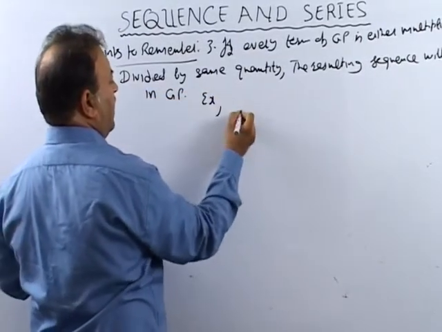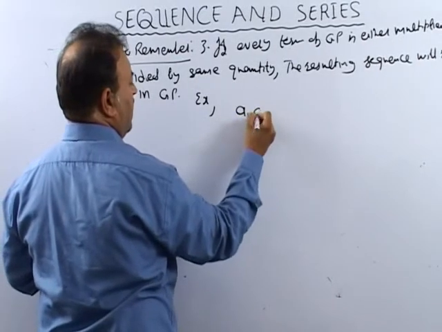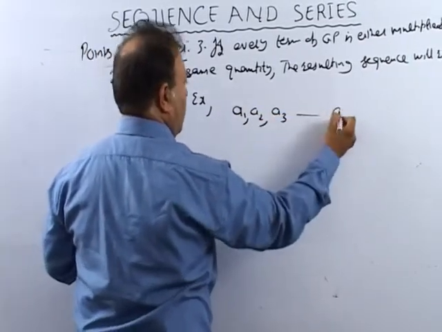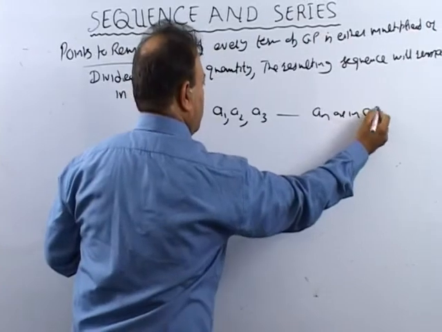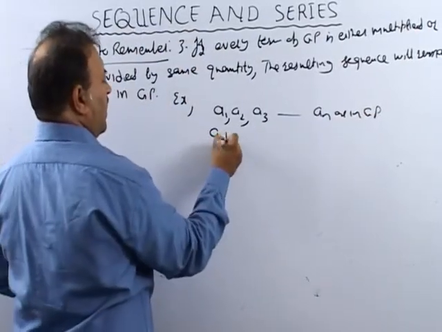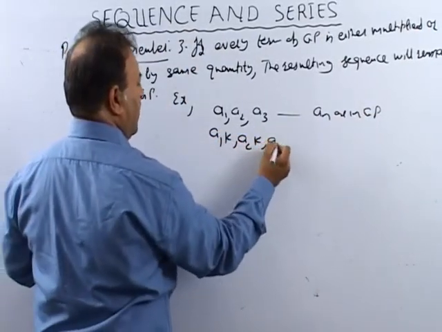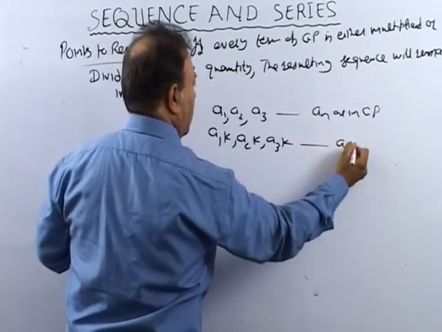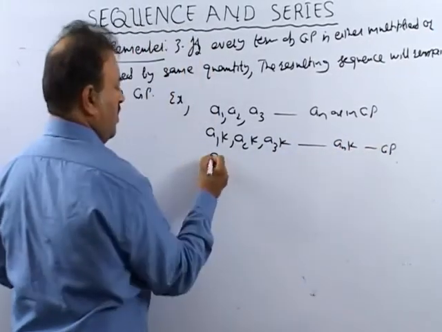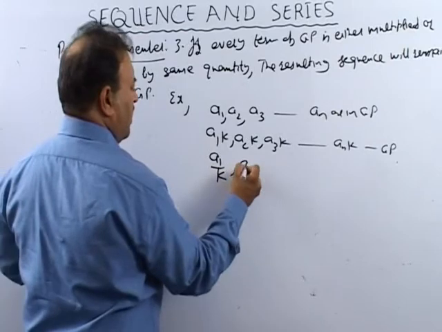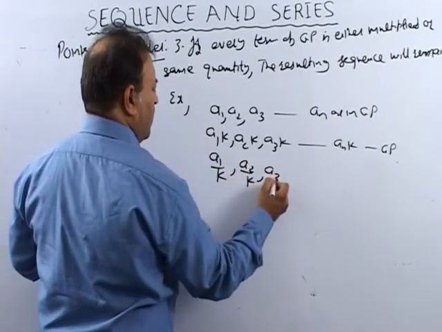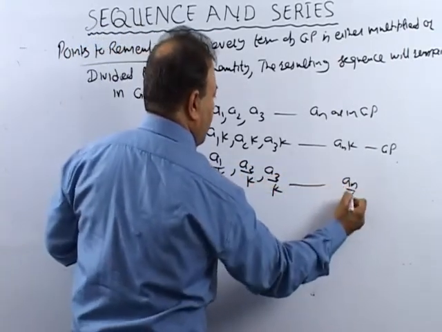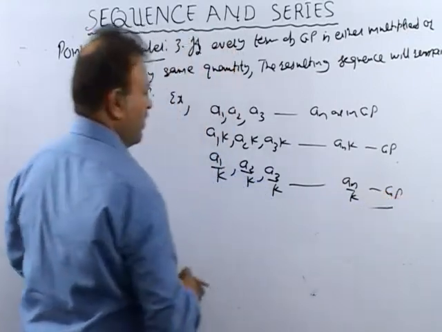Example, I just take A1, A2, A3, AN are in GP. Suppose then A1K, A2K, A3K, ANK are in GP. A1 over K, A2 over K, A3 over K, AN over K are in GP.